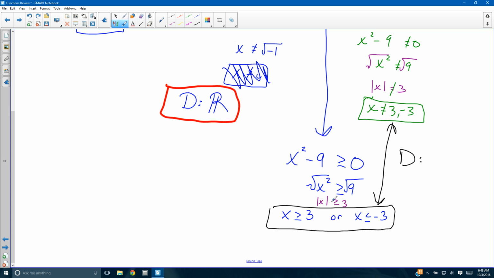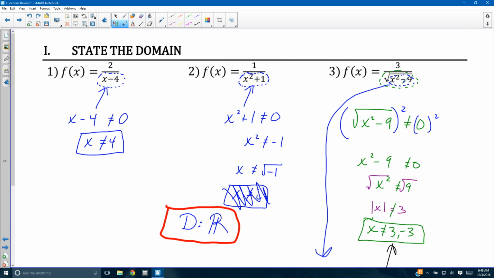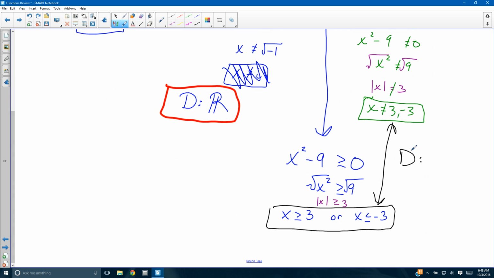So it says here, x can be greater than or equal to 3 or less than or equal to negative 3, but here it says x can't equal 3 or negative 3. Because if I did put in 3 or negative 3, I'd be taking the square root of 0, which is okay, but then I'd be dividing by 0, which is not okay. So my final solution set is x can be greater than 3, or x can be less than negative 3. I can't really have 3 or negative 3 be a part of my values. And there is my domain.